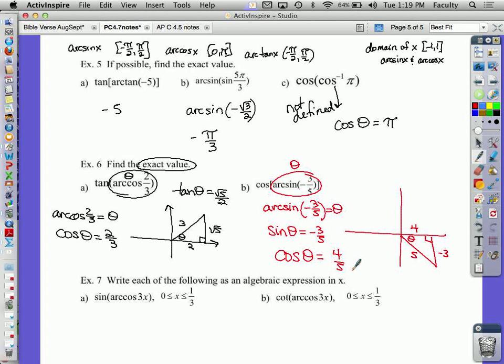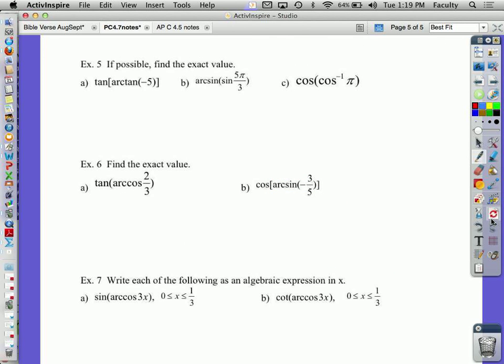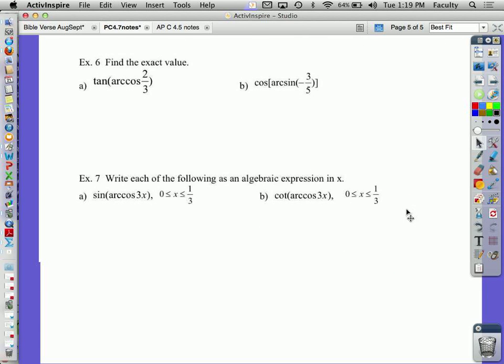All right, now we're going to get a little bit more difficult. You guys okay on this up to this point? And don't worry, we're going to do a lot more practice. All right, let me slide it up so I have a little bit more room. So now we're going to go more abstract. In example 7, it says, write each of the following as an algebraic expression in x. The sine of arc cosine of 3x.